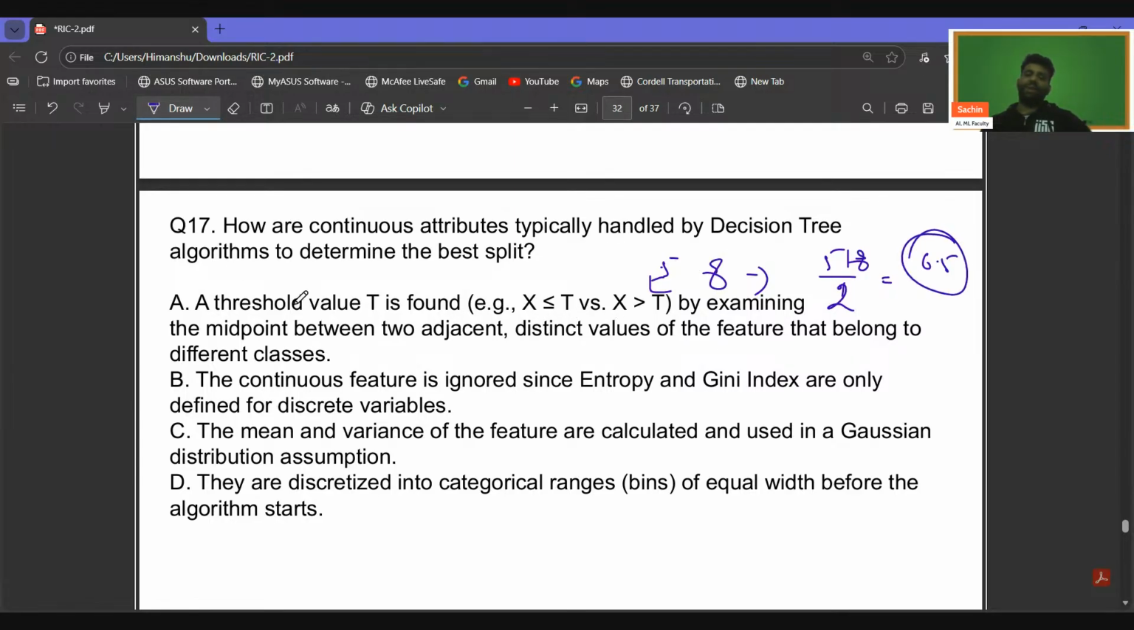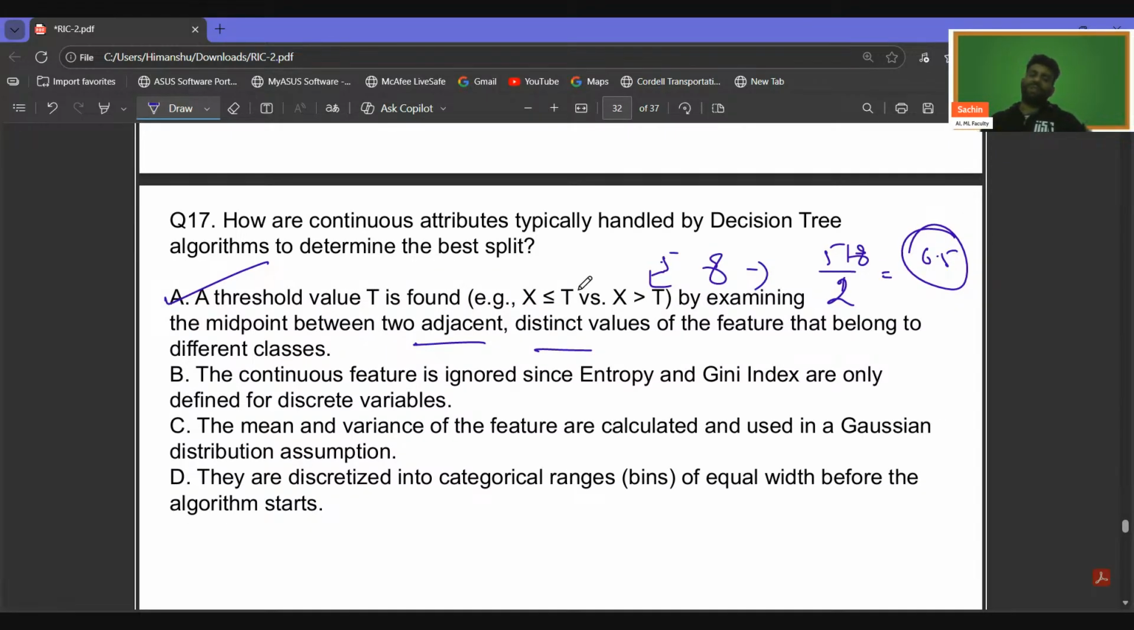Okay, so a threshold value is found, and then if a value is less than or equal to it, we go to the left. If greater, then we go to the right, by examining the midpoint of two adjacent distinct values, and so on. Okay, cool. The option saying the continuous feature is ignored since entropy and Gini index are only for categorical features is wrong.